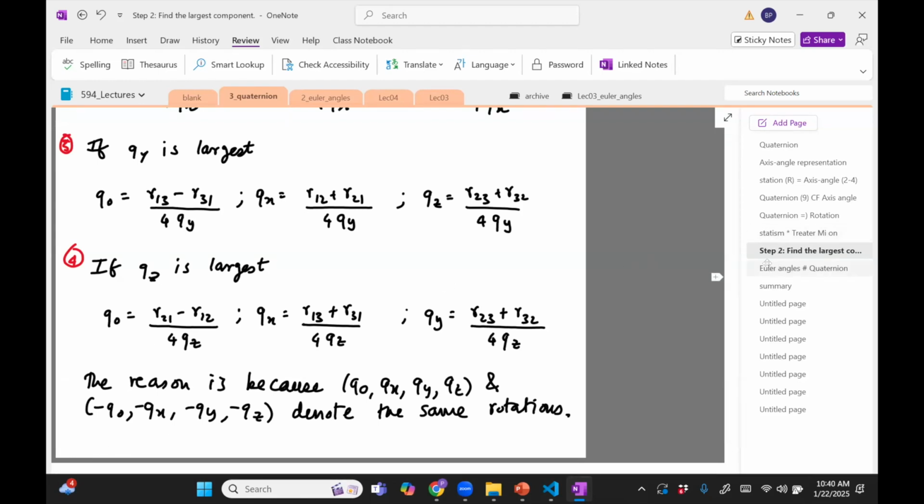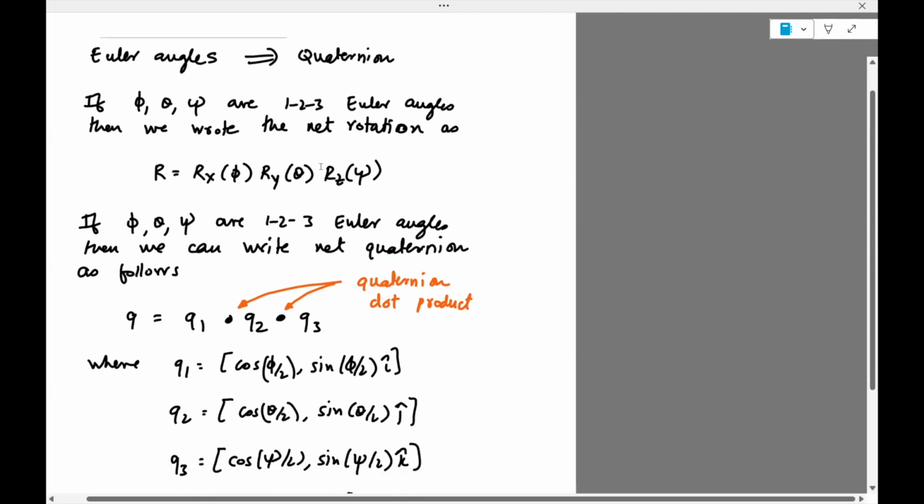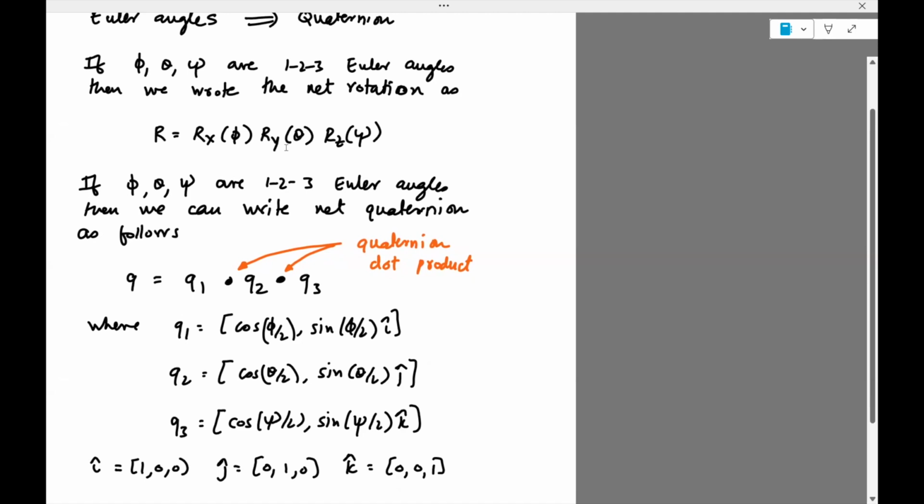Now the last thing we'll be doing, and this is kind of the key thing, is that if you're given the Euler angles and you need to find the quaternions, there's a way to do this. If the Euler angles are phi, theta, and psi, then you can write a rotation matrix like this. We've seen that, nothing new. If you want to compute the same rotation matrix in terms of quaternions, this is what you do.